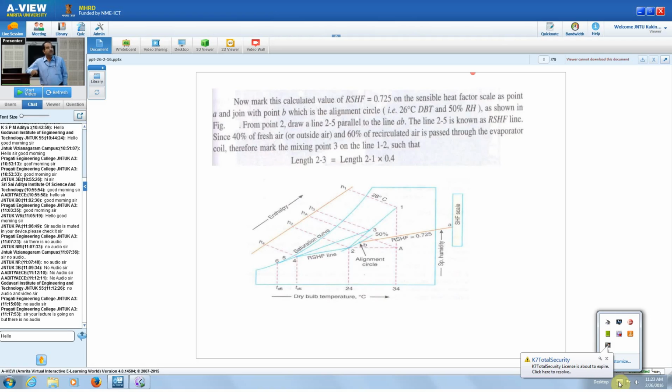Now, coming to your psychrometric chart, mark this calculated value of room sensible heat factor, that is 0.725, on the sensible heat factor scale. In the psychrometric chart, on the totally right side, there will be a sensible heat factor scale. The right side numbers.